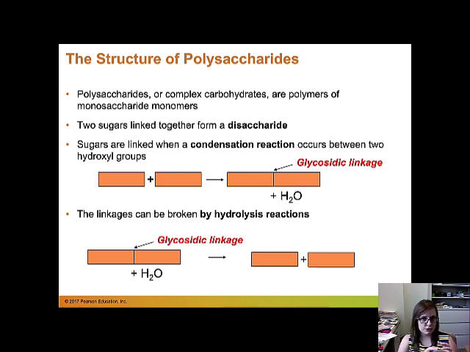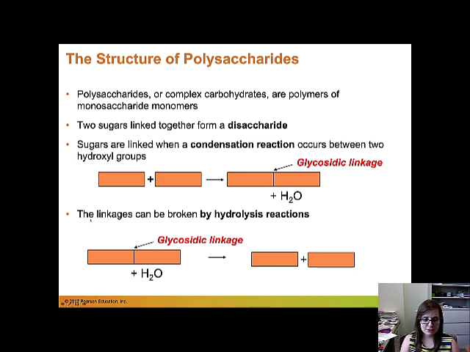Just two of those monosaccharides linked together is called a disaccharide, like maltose. Sugars are linked together, like all the other macromolecules we've talked about, in what's called a condensation reaction, right? So water comes out, and this forms what's called a glycosidic linkage. We're going to talk a little bit about this, okay? And it occurs between two of those hydroxyl groups that stick off from a ring.